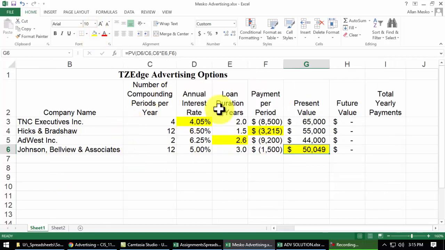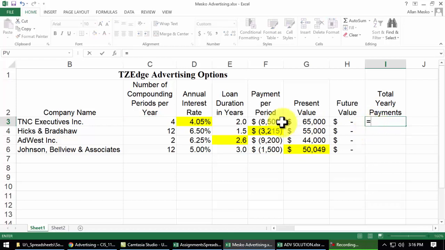To determine which option is going to be best for us, first of all, it would be nice to know how much we're having to shell out every year. Can our cash flow handle that on a yearly basis? So number 5 says, in an adjacent column, calculate the total yearly payments required for each option. So to find out our yearly payments, we would take the payment per period and do what with it? Yes, we would multiply the payment per period times the number of periods in the year. This will be our total yearly payments.